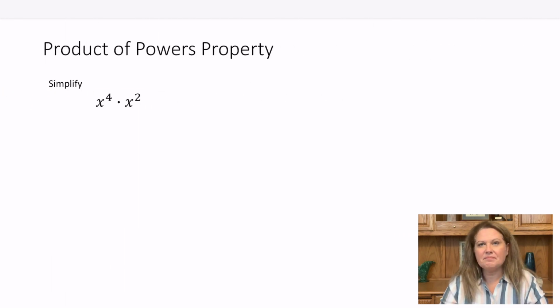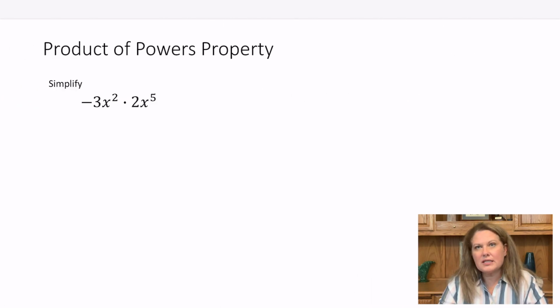One more time, give you a couple seconds head start. Simplify x to the 4th times x to the 2nd. Good job. You added 4 plus 2. 4 plus 2 is 6. So the simplification of our expression is x to the 6th power.